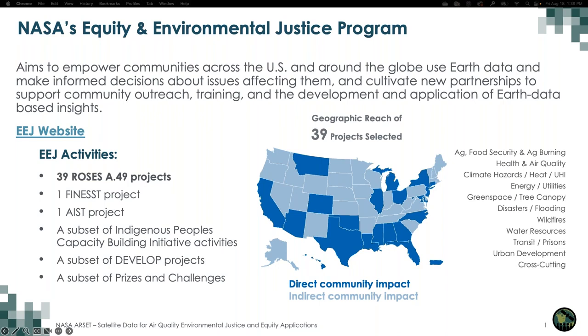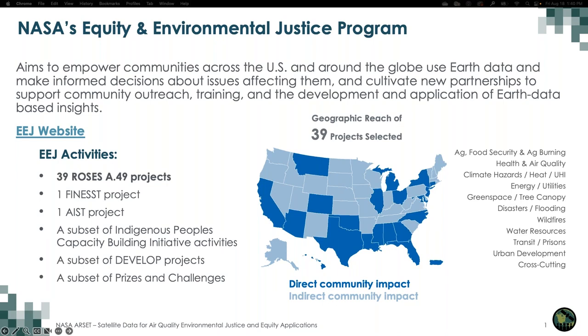EEJ invests in community understanding and use of Earth observations through many existing NASA programs. These programs include funding and capacity development opportunities, like research opportunities in space and Earth sciences, or ROSES, future investigators in Earth and space science and technology, or FINESST, advanced information systems technology, or AIST, Develop, Indigenous Peoples Capacity Building Initiative, and Prizes and Challenges. You can learn more about our program by visiting our program page in the NASA Applied Sciences website, appliedsciences.nasa.gov.